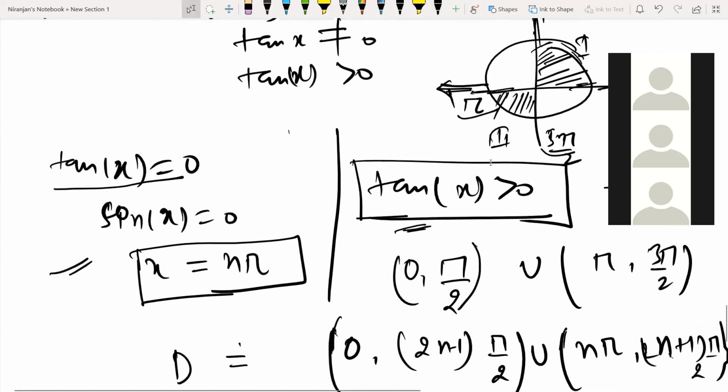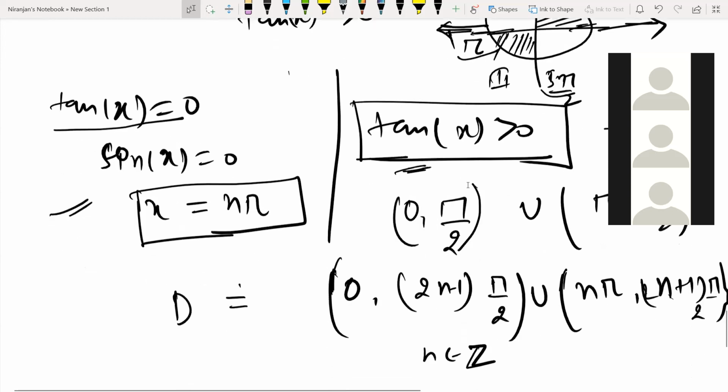And where is tan x positive? Tan x is positive in the first quadrant and third quadrant. How do I first write it between 0 to 2 pi? So I write 0 comma pi by 2 union pi comma 3 pi by 2. And then I had to generalize them. Why? Because I'm taking all the integers into consideration, right? Because I am on the real number system. So in general, how do I write this? 0 comma 2n minus 1 into pi by 2 union n pi comma 2n plus 1 into pi by 2. Is that clear? Yes, I got it.